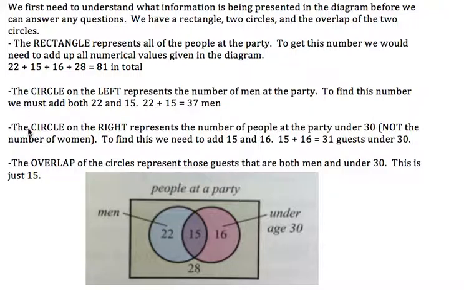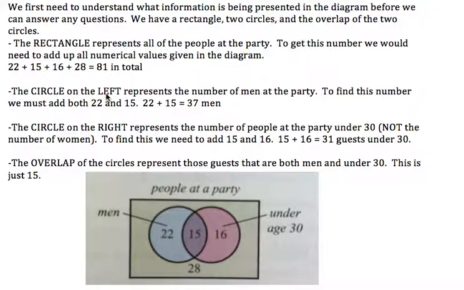To get this total number, we need to add up all numerical values given in the diagram. It means we're going to add 22 plus 15 plus 16 plus 28. That tells me there's a total of 81 people at the party.